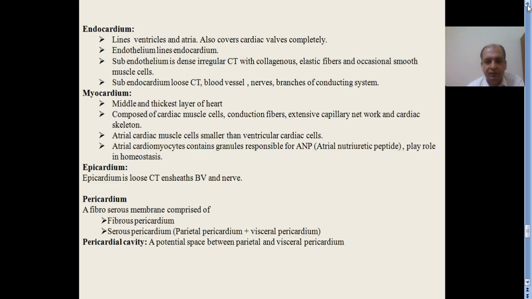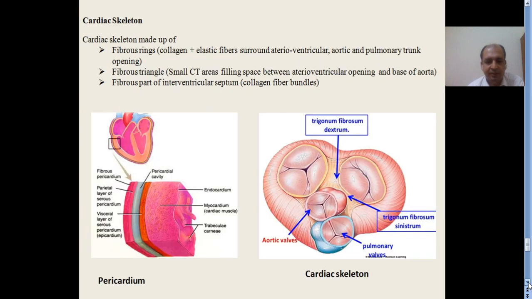So the pericardial cavity is just a potential space between the parietal and visceral pericardium. What is the cardiac skeleton? Cardiac skeleton, as the name indicates, is a structure that gives shape or support to the heart cells or tissues.